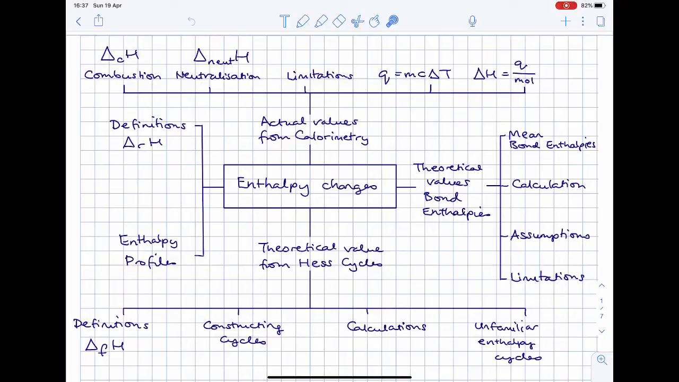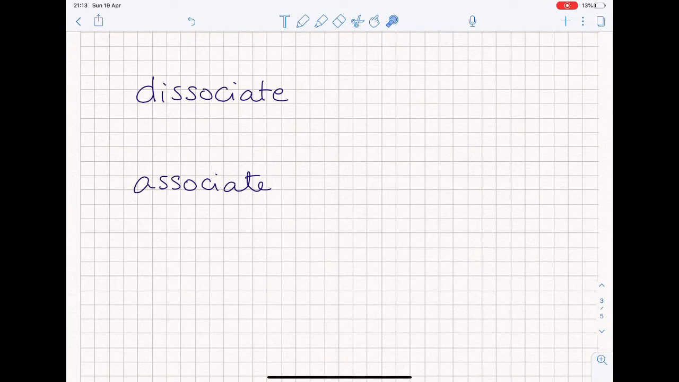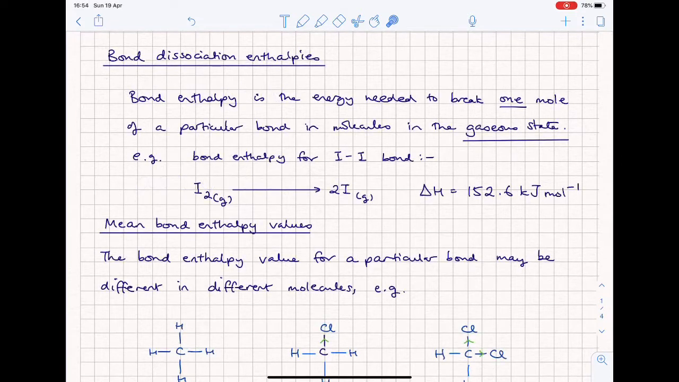Before showing you how to use bond enthalpies to work out enthalpy change of a reaction, we need to define what we mean by bond enthalpies, or to be more specific, bond dissociation enthalpies. The word dissociate means to separate or break apart, which is the opposite of associate, which is joining together.